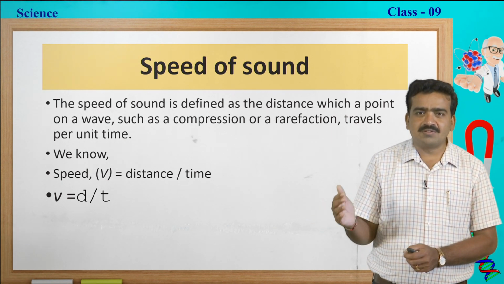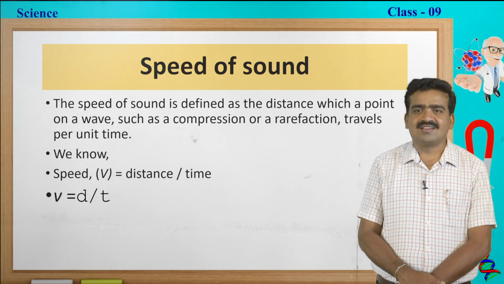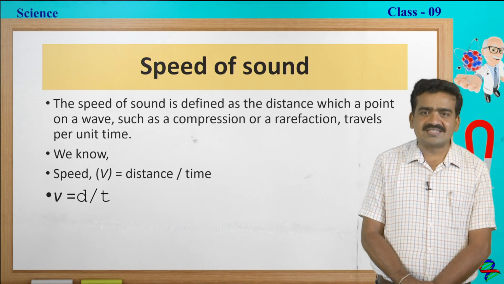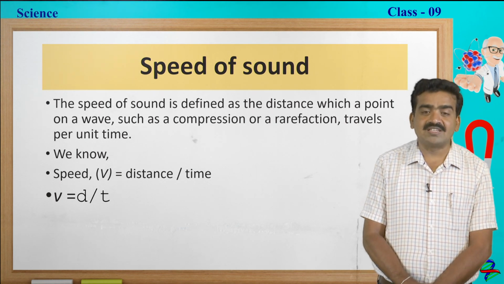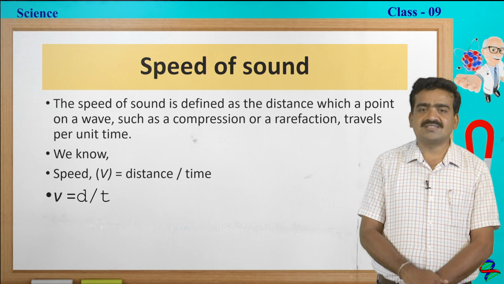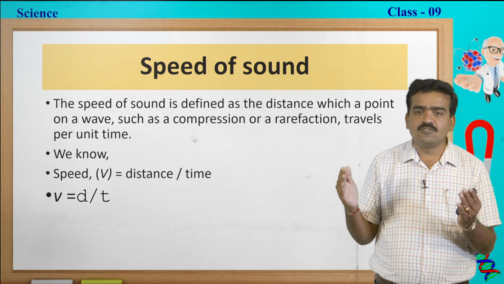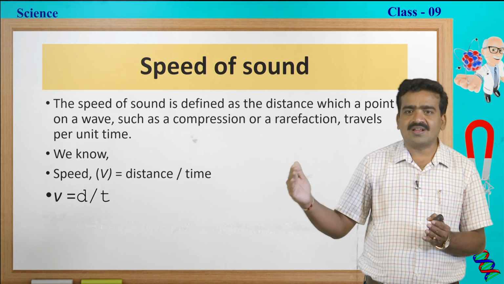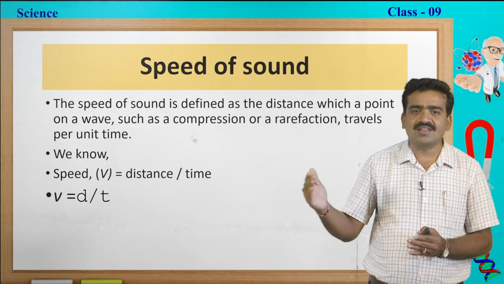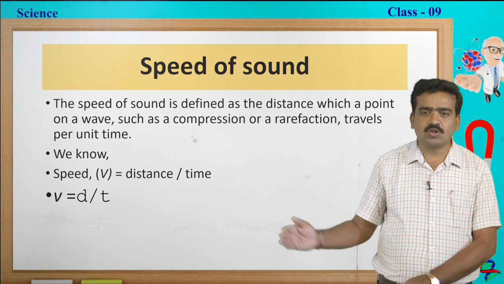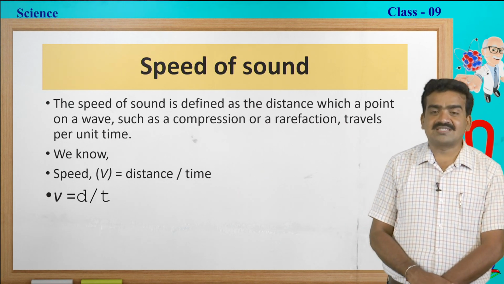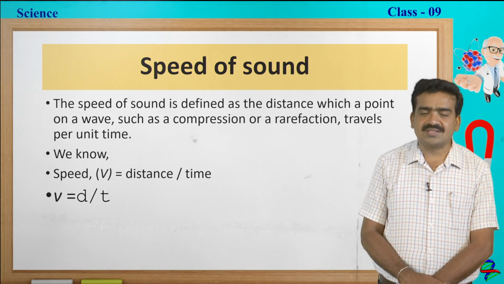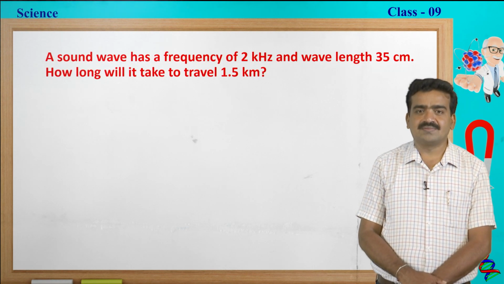Now, let us learn about the speed of the sound. The speed of the sound is defined as the distance which a point on a wave, such as a compression or a rarefaction, travels per unit time. That is nothing but it indicates how fast the sound is traveling from one point to another point or from one place to another place. The speed is calculated by using the distance travelled by the sound wave with respect to the time, that is v = d/t.